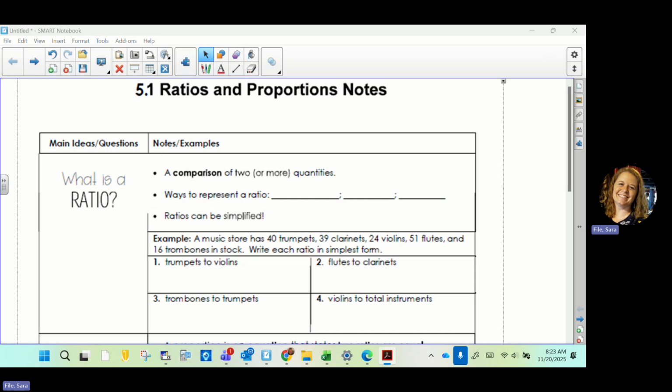Okay, ratios and proportions. I need y'all to stop your side conversation, close your laptops. Thank you.